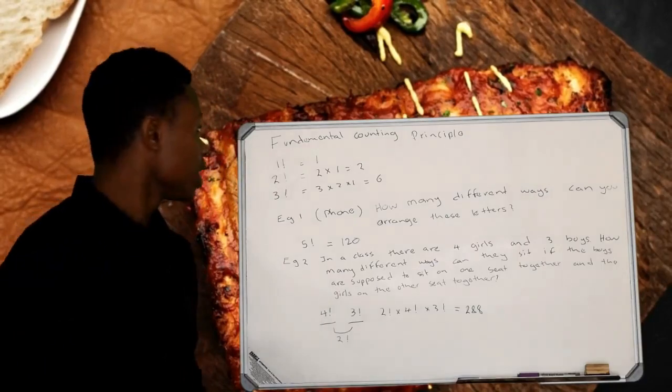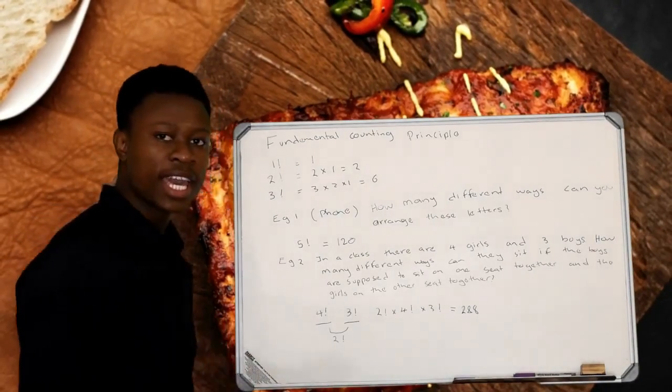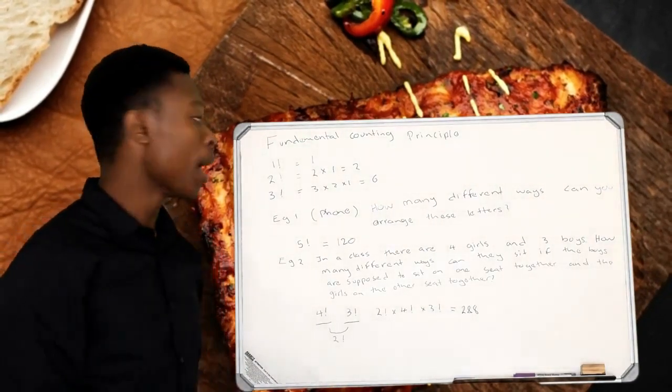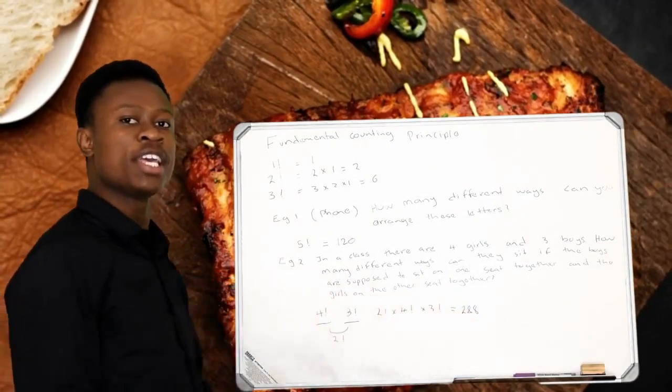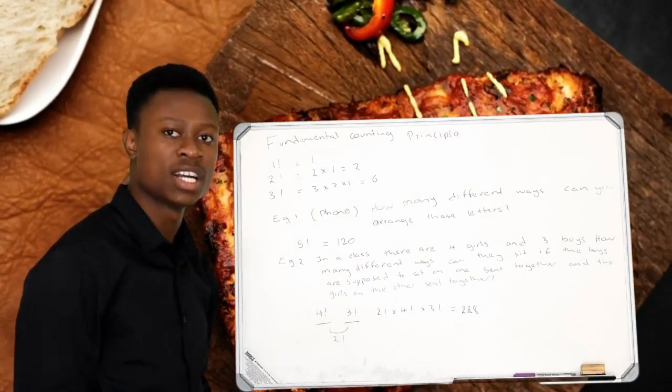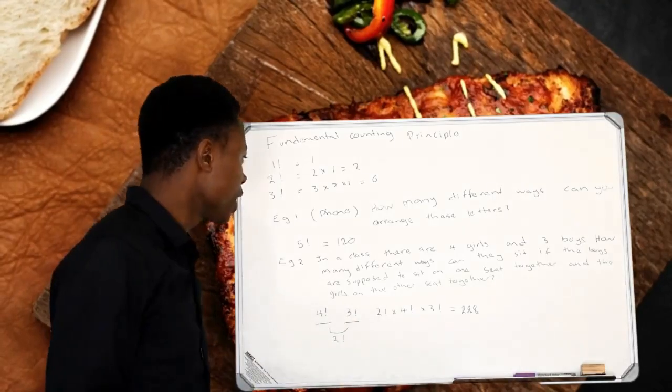So my answer is 288. Those are the different number of ways that the girls and the boys can sit, right? So that is basically one of those.